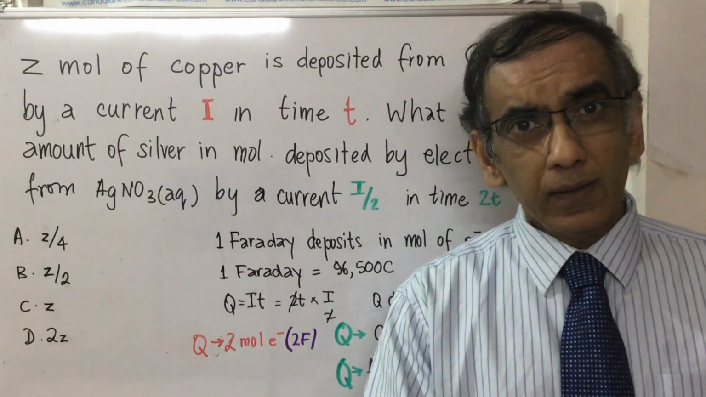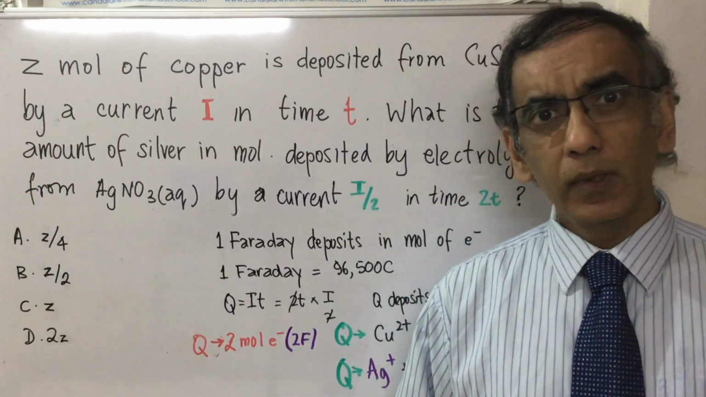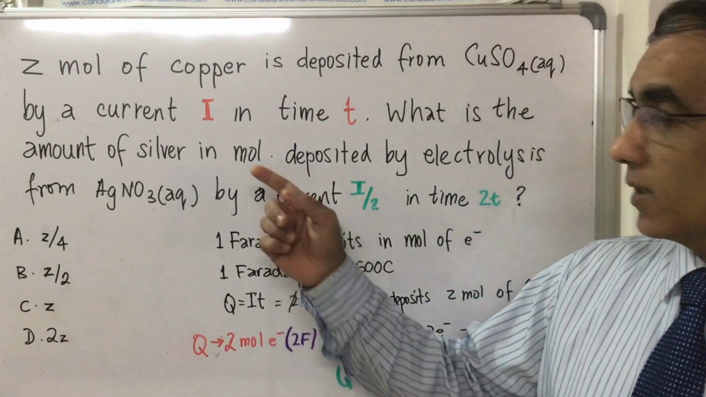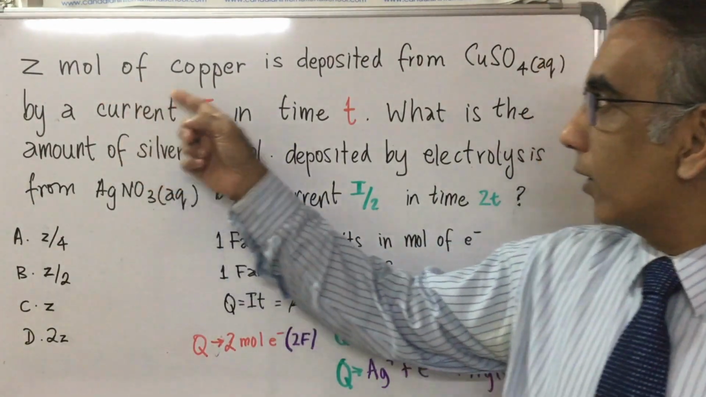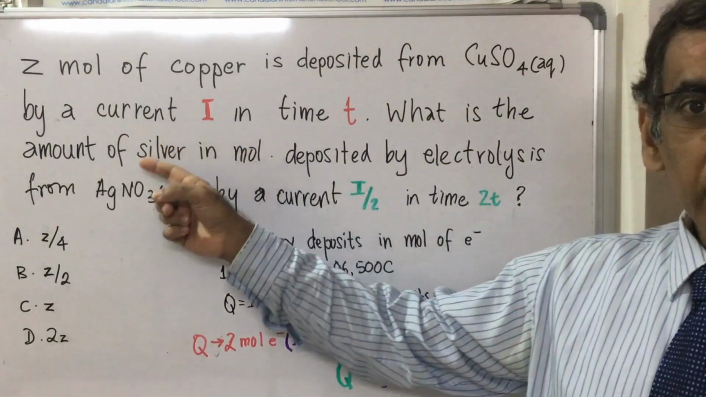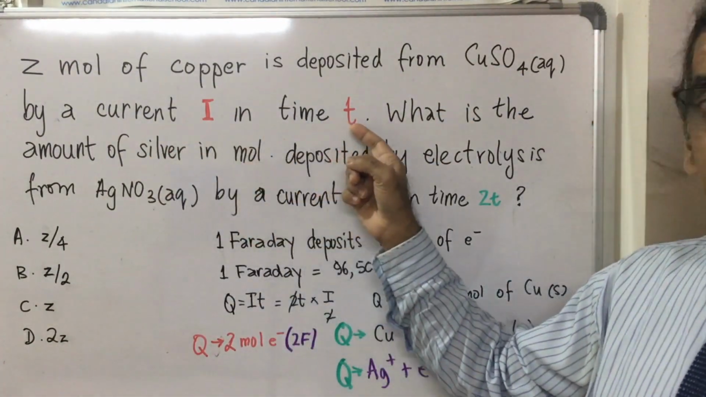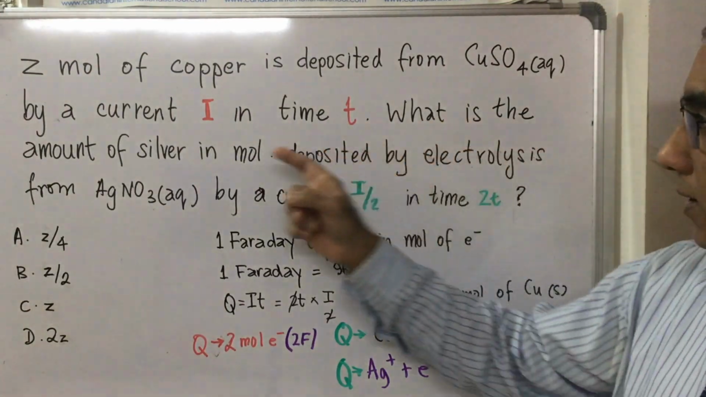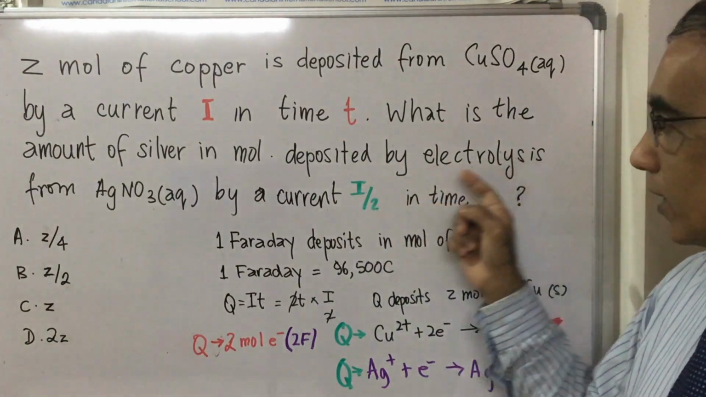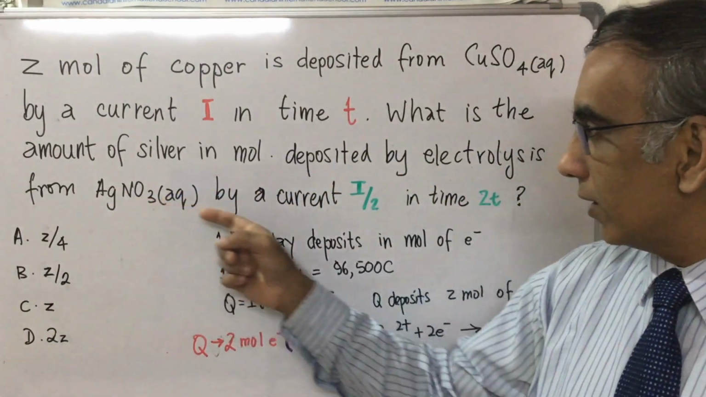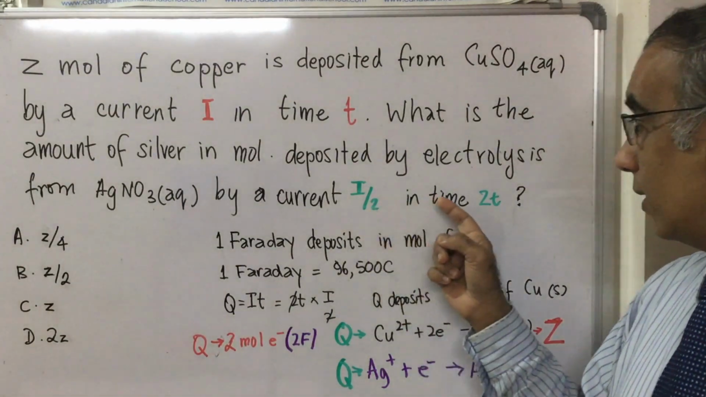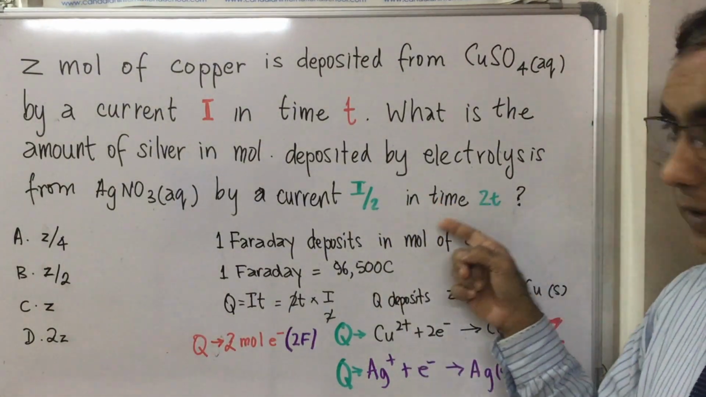Hello and welcome again as we consider yet another multiple choice question for IB chemistry. This one says, Z moles of copper is deposited from copper sulfate aqueous by a current I in a time t. What is the amount of silver in moles deposited by electrolysis from silver nitrate by a current I divided by 2 in time 2t.